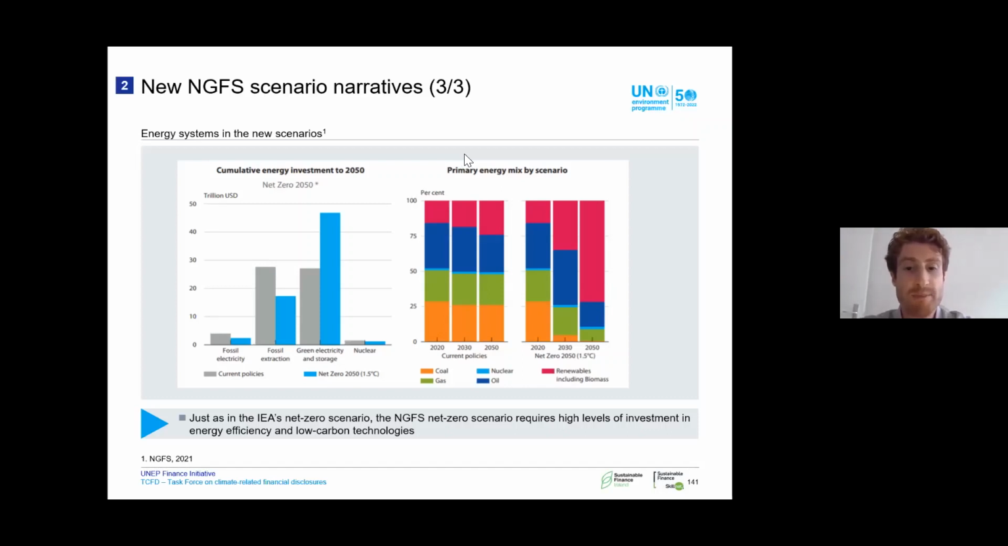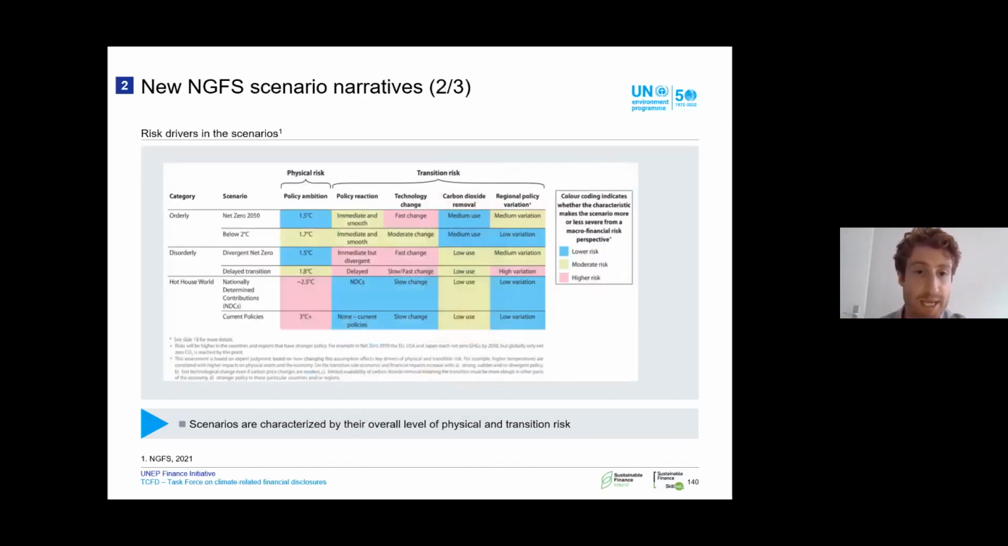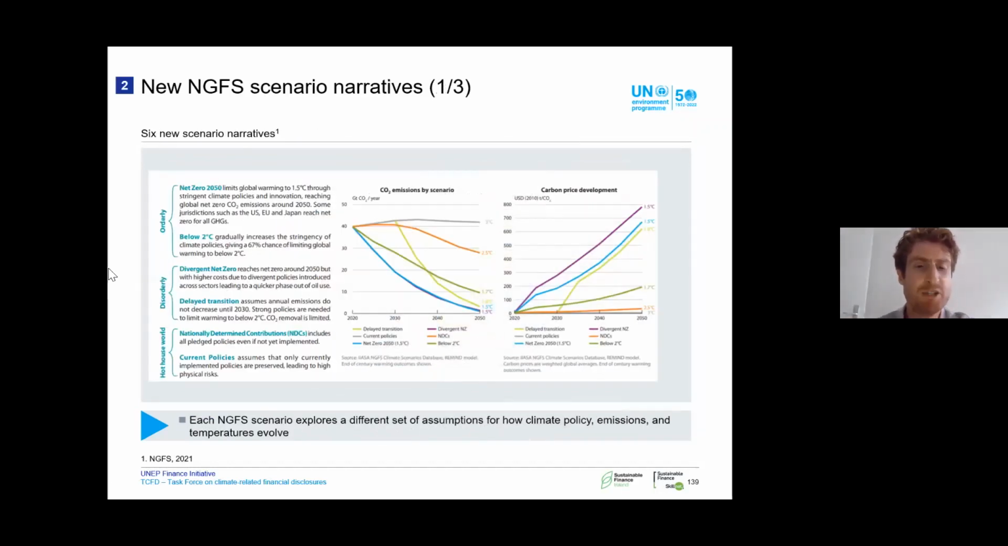So one question is about divergent. What does the divergent net zero scenario mean? So let's go back a couple pages. Essentially, divergent net zero means that there's significant regional variation in the rate of climate policy, and also significant divergence in the speed of decarbonization across sectors.